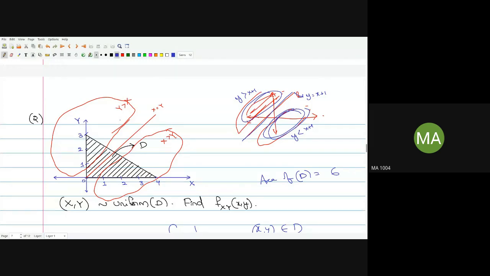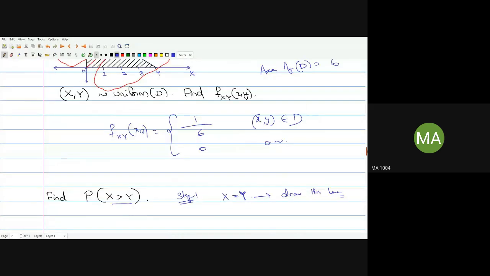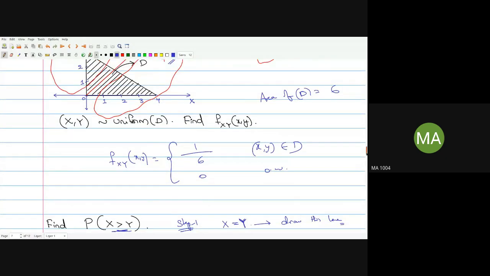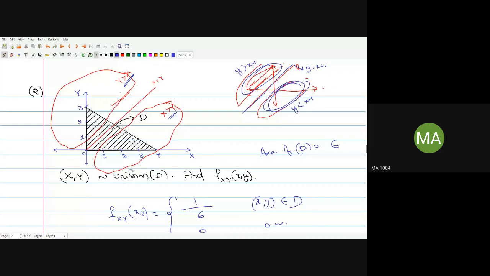For example, 0, 2: x is 0 and y is 2, so 2 is greater than 0. It will work for any point. All the points above will satisfy y greater than x, and in this region all the points will satisfy x greater than y. Our question is to find the probability that x is greater than y. So after drawing this line, x greater than y is this region.